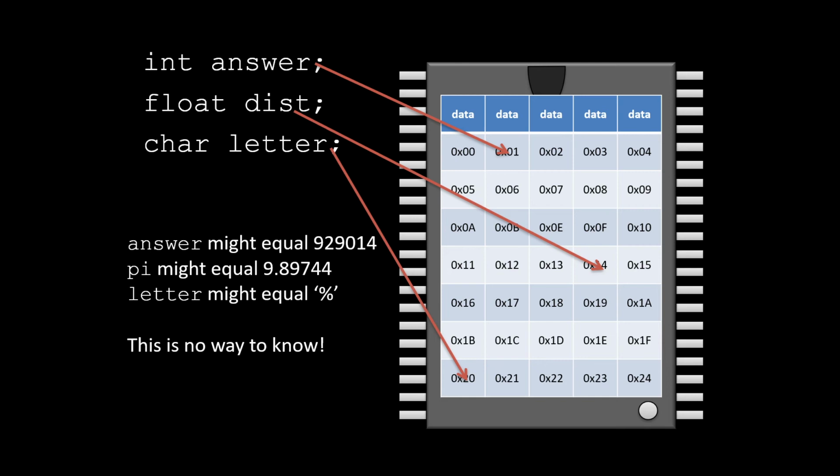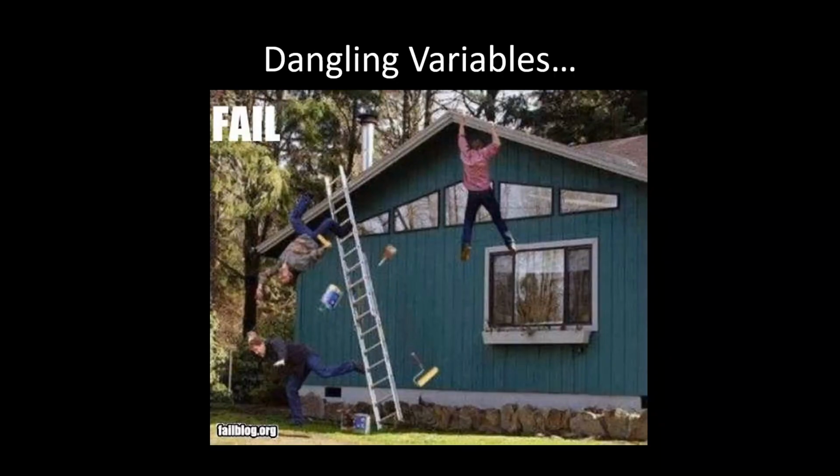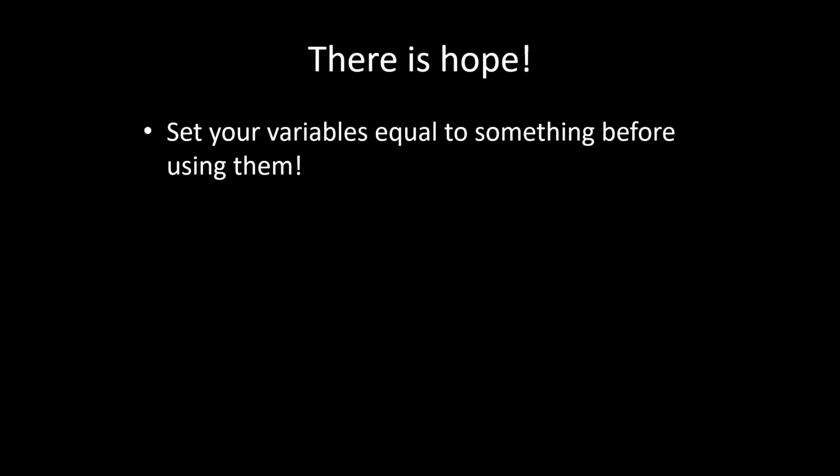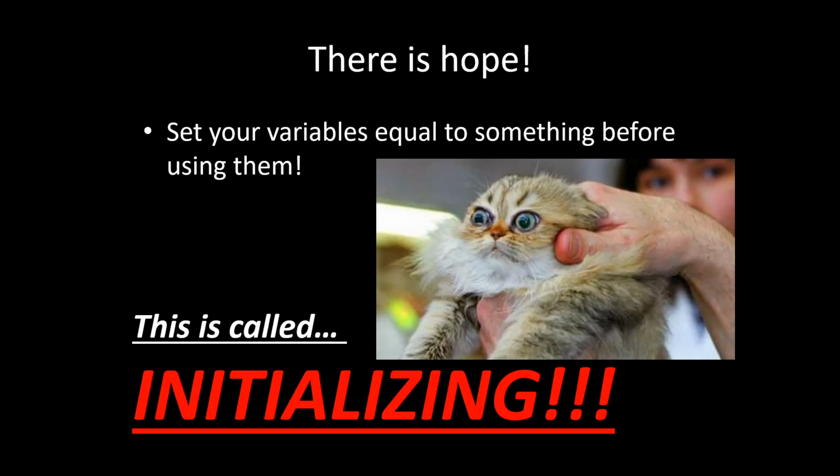So when you declare these guys, your computer goes out and grabs a hunk of memory, and it doesn't know or really care what used to be there. So if you try to reference these guys, you might actually get garbage out. So to avoid that, oh, and by the way, these are called dangling variables. What you've got to do, if you want to make sure that everything's nice and clean in your program, is initialize everything.